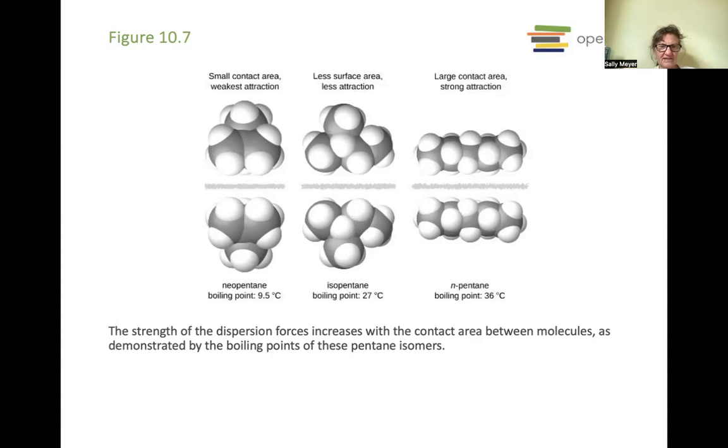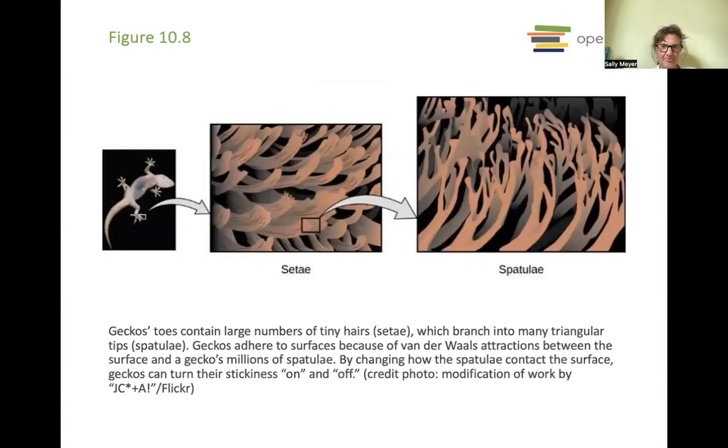Versus if you look at these other two structures, which also have the same number of carbons and hydrogens, there isn't as much surface area. So even though these have exactly the same number of carbons and hydrogens, and so the same mass, the one that has the structure that gives the most surface area to interact, on the right, the normal pentane, is going to have the higher boiling point.